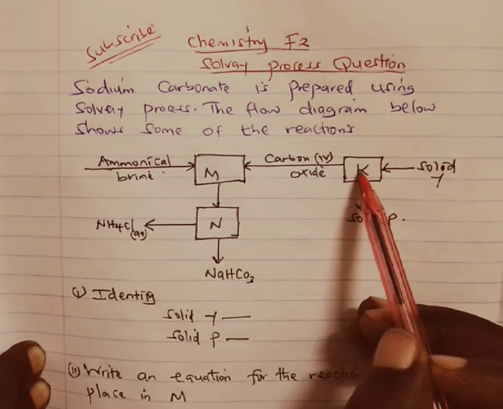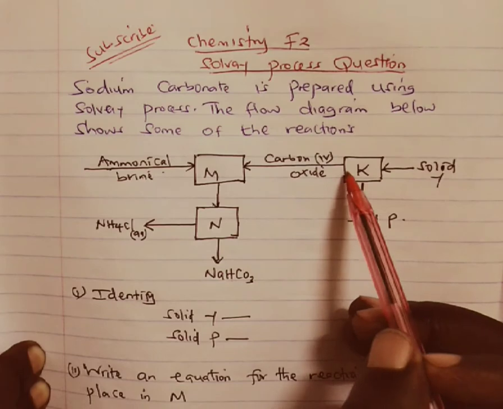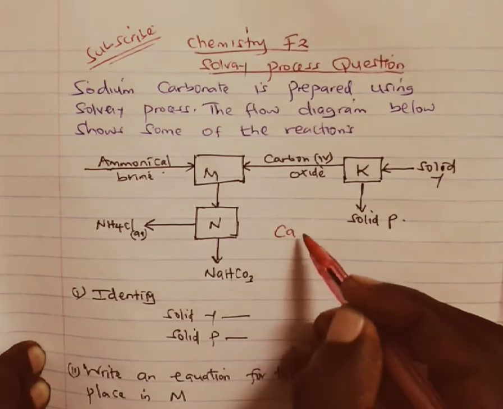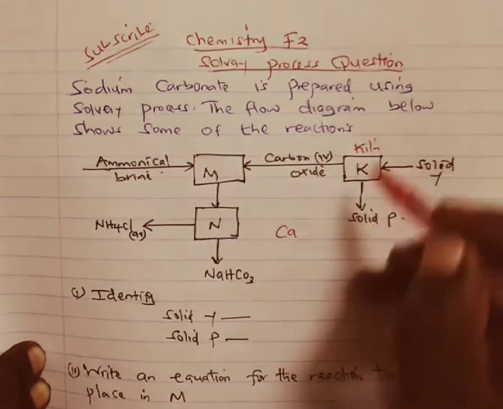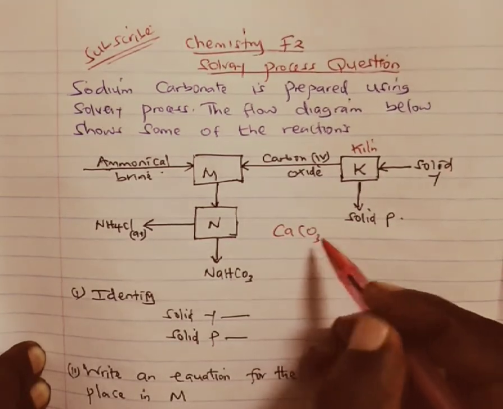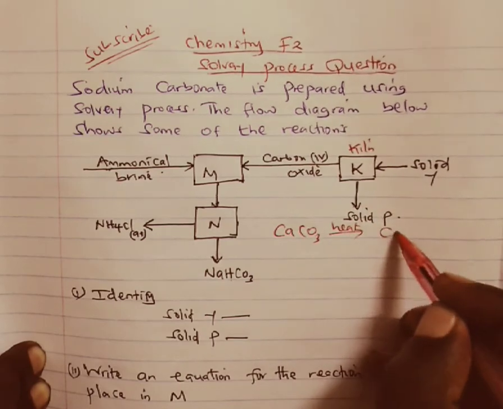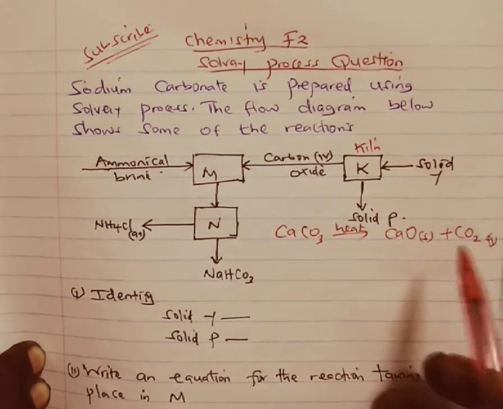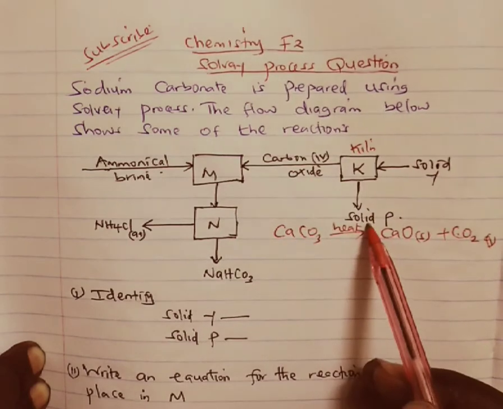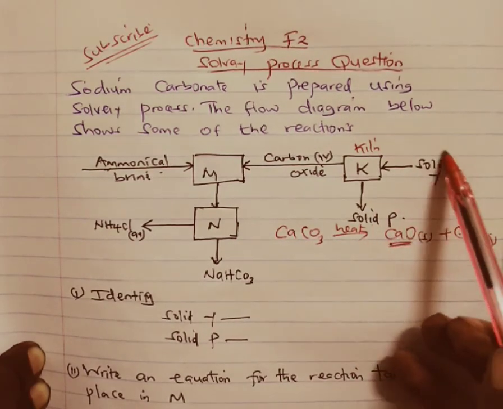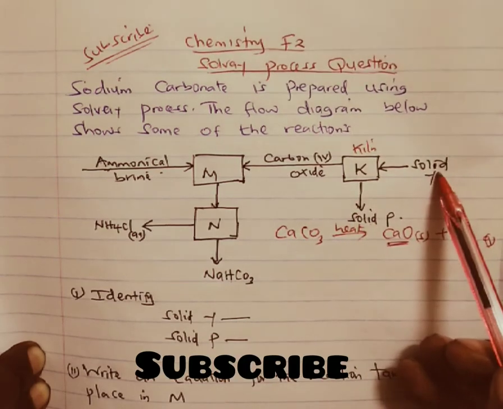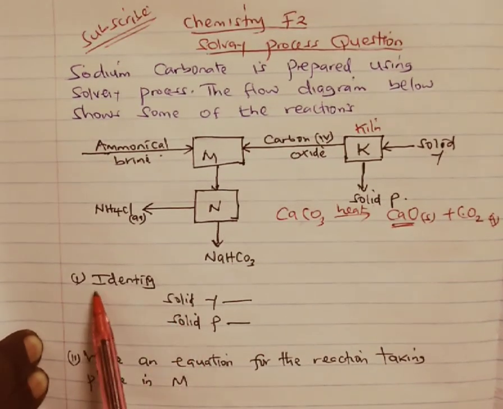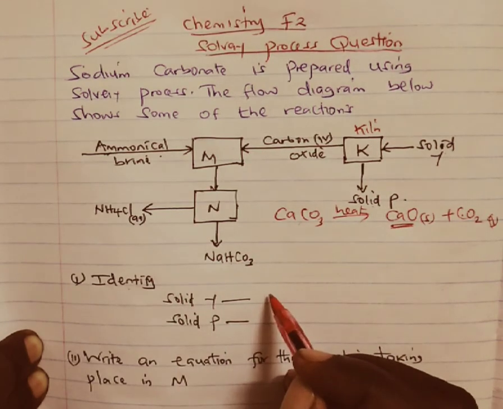Anytime you are doing Solvay process and you see the direction where carbon 4 oxide is coming from, that is where we have limestone, and that particular chamber we call the kiln. In the kiln, calcium carbonate is decomposed into calcium oxide, a solid, plus carbon 4 oxide, which is a gas. We have carbon 4 oxide going this way, another solid P coming down. What we are decomposing at point K is solid Y, and solid Y is calcium carbonate. At this point, we can easily identify solid Y as calcium carbonate or limestone.